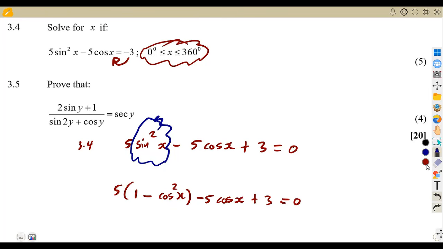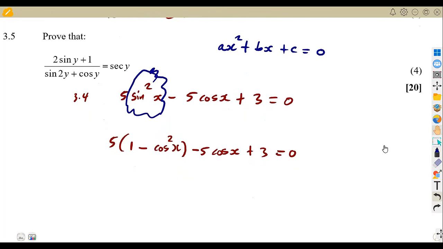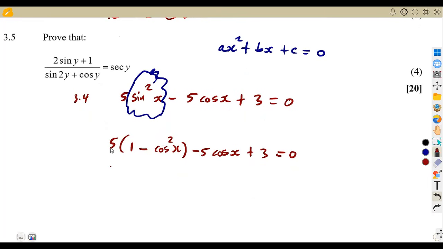So we can expand our brackets. As you can see, we are just left with a normal quadratic equation that we are used to. So what we need there is the format. Remember, our normal quadratic equation is supposed to be ax squared plus bx plus c is equal to 0. So let us just have that. All right, so we're going to expand brackets. 5 times 1, which is 5. 5 times negative cos squared x, which is negative 5 cos squared x. All right, then here we've got negative 5 cosine of x plus 3 is equal to 0.